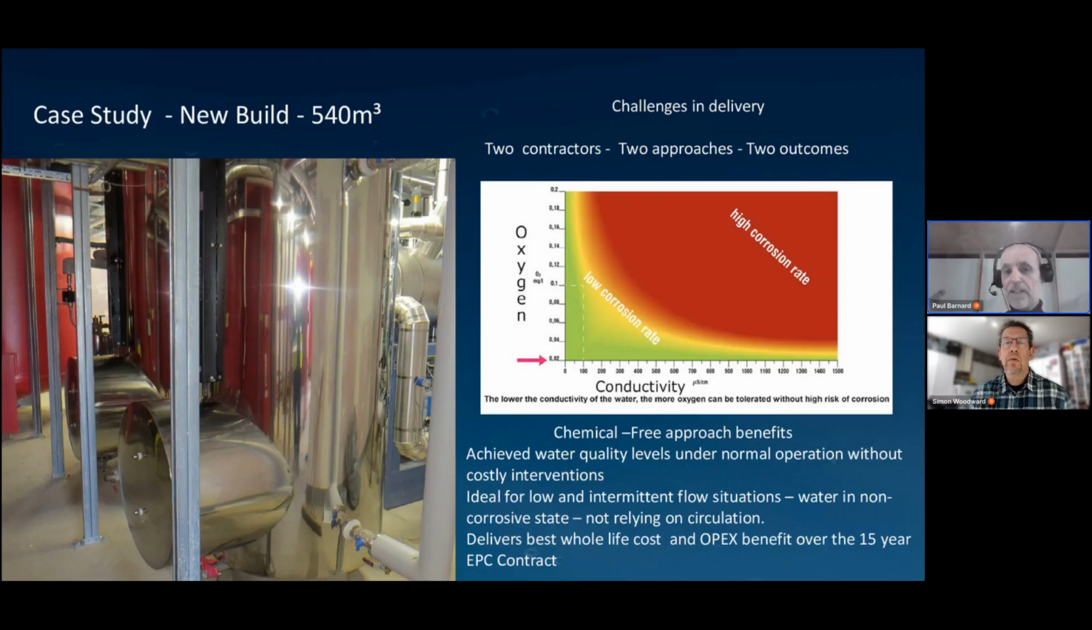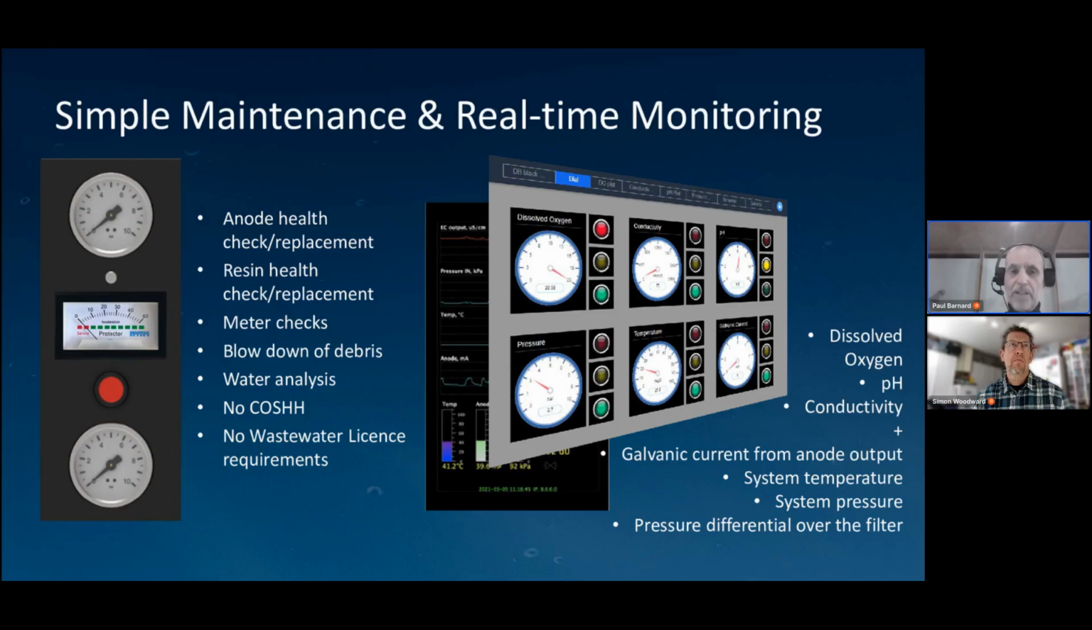And finally, the contractor had an energy performance contract on this site, which meant they felt that our OPEX costs were beneficial in terms of them being able to deliver that system.